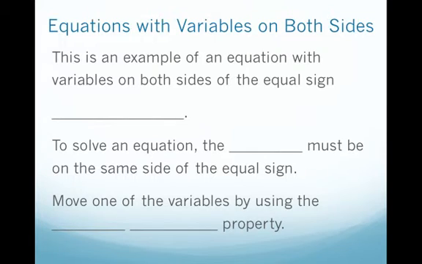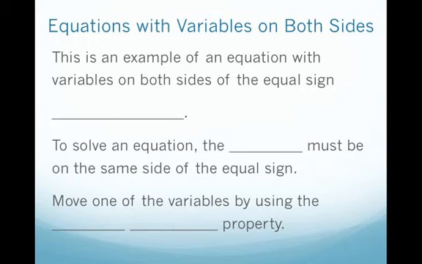Equations with variables on both sides. This is an example of an equation with variables on both sides of the equal sign, blank. To solve an equation, the blank must be on the same side of the equal sign. Move one of the variables by using the blank blank property.